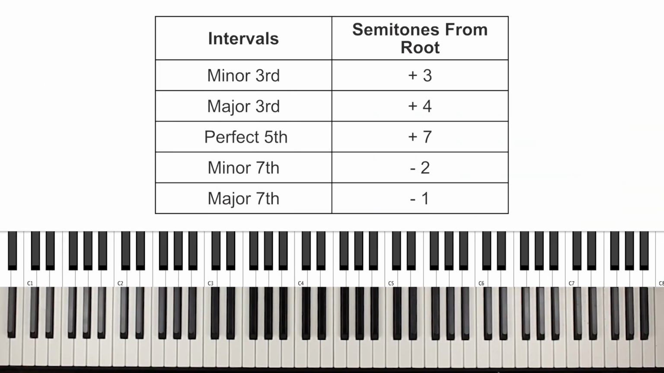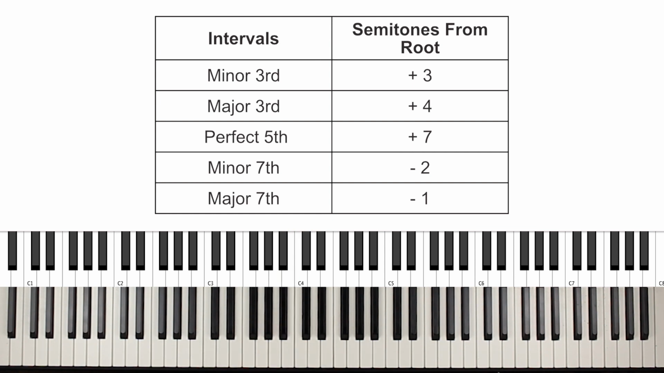An interval is simply the distance between 2 notes. So if I play C and E flat, the space between them is called an interval. Intervals are measured in semitones, a semitone being the distance between 2 adjacent notes. So a semitone above C would be C sharp, and a semitone below C would be B.